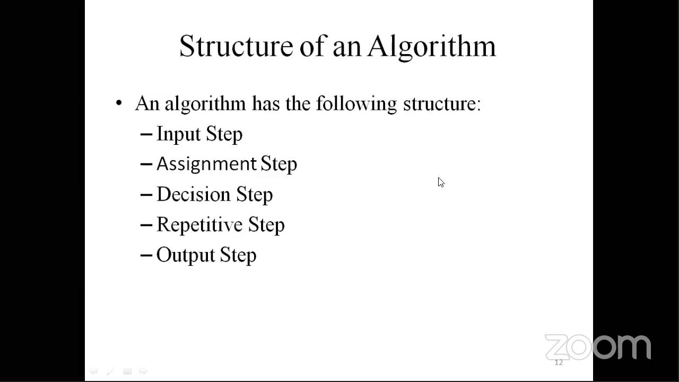Next, sometimes you may have decision steps. Decision steps mean if-else: if the condition is true, what do I have to do, and if the condition is false, what do I have to do. That decision logic I need to specify. Repetitive steps mean some steps you may want to execute repeatedly several times, that is looping. And finally, output steps. Okay, if you take any algorithm, it may have these key steps.